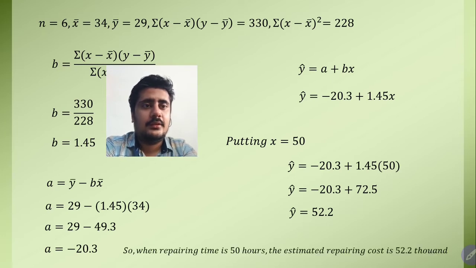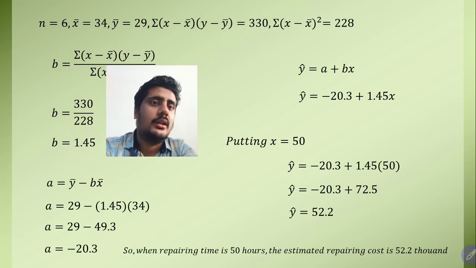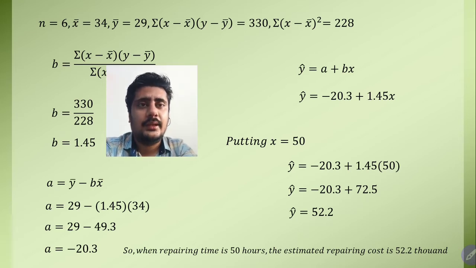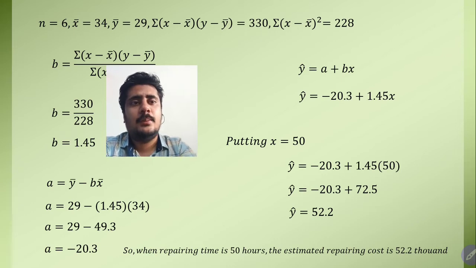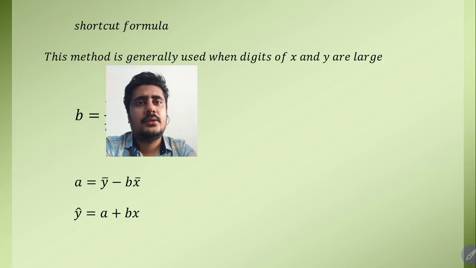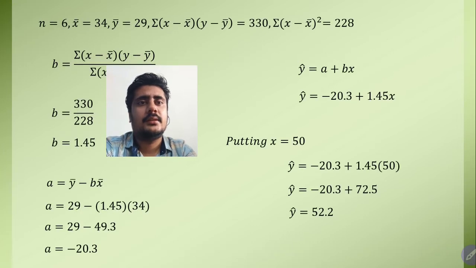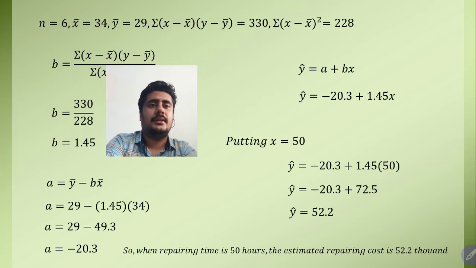And yes, in end of every solution, you have to write a sentence like this: when the repairing time is 50 hours, the estimated repairing cost is 52,000. Yes, whatever the question might be, you have to answer that question in a theoretical manner. Okay, if it is asked find the correlation, then compulsorily you have to write a sentence that correlation is 0.5. Whatever the answer you have, not simply you have to solve like this. Okay, not simply you will be solving up to this. Okay, you have to write this sentence compulsorily.